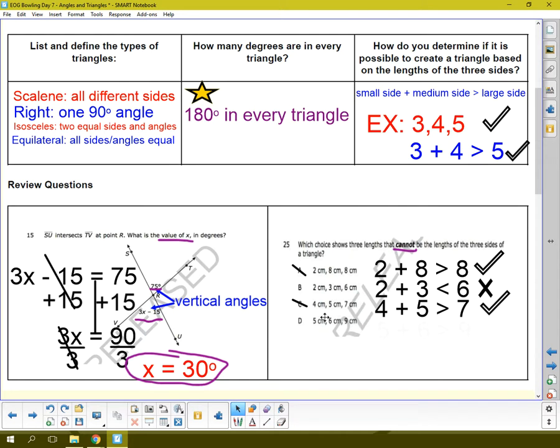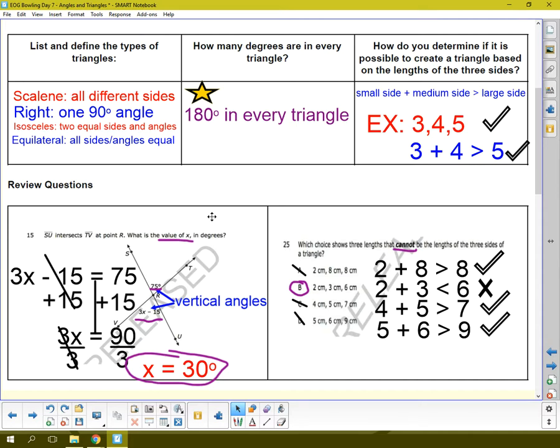And the next one says 5, 6, and 9. 5 plus 6 is 11, and 11 is bigger than 9, so that one could make a triangle, which means it's not the answer to that question. The only one that has three sides that could not be the lengths of the three sides of the triangle is answer choice B.